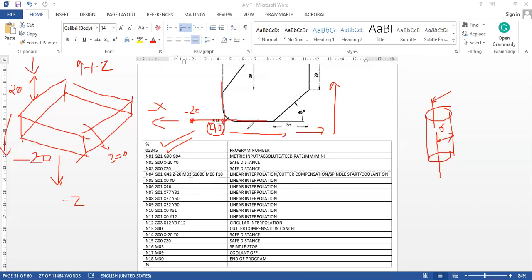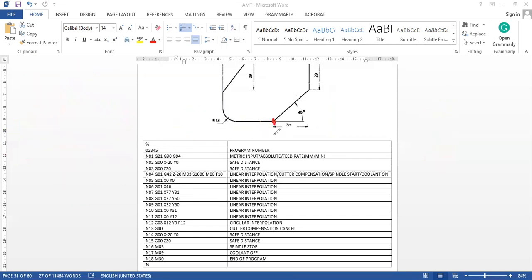Then G01, X46. So X46 means this point is X46. Then next is G01, X77, Y31. So this point is X77, and the Y value is 31. This Y value is 31, this point.